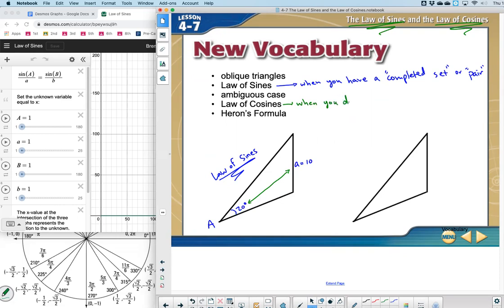When you do not. Actually, let me erase that and make it caps. Do not have a completed set. Okay, and put the quotes around these again. All right, and this will complete this little part of notes here. That's the key for you.